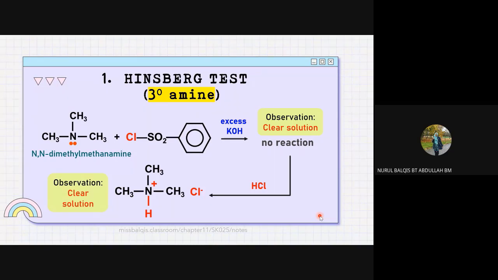So lain, kalau primary, tak kisahlah aromatic or aliphatic. First, you form clear solution, then you form precipitate. Kalau yang secondary, first you form precipitate, then the second one, your precipitate remain. Kalau tertiary, first observations is clear solution but tak ada reactions berlaku, but then the second step got reactions berlaku tetapi observation still clear.